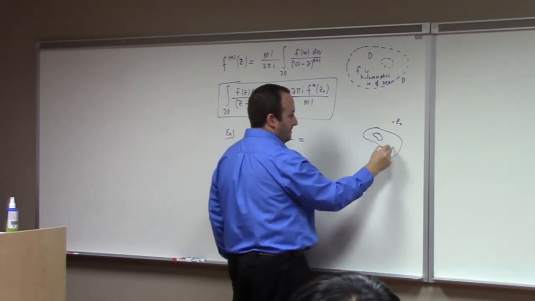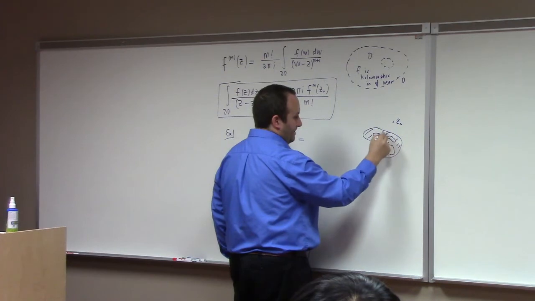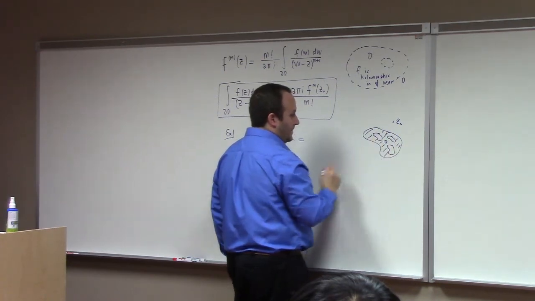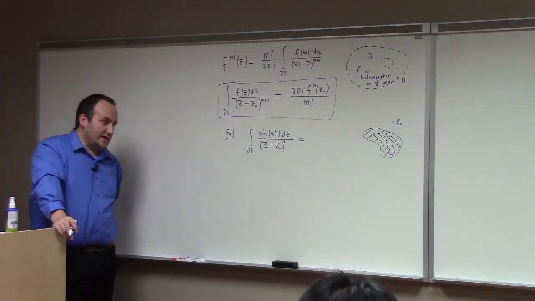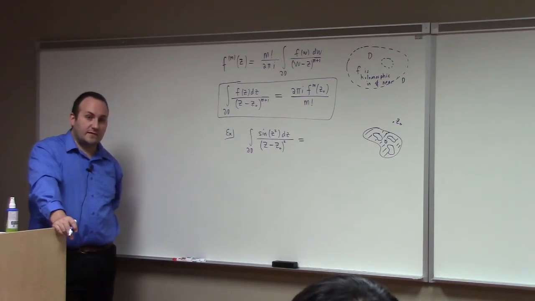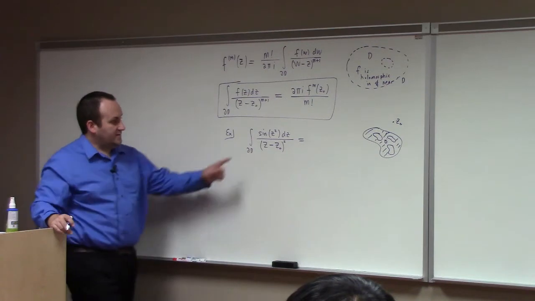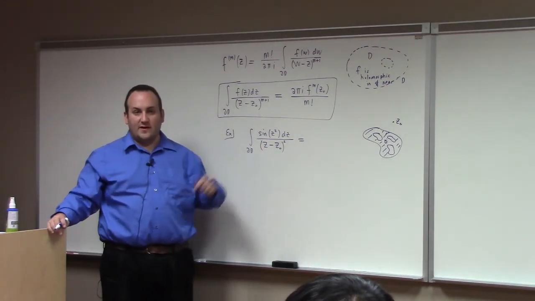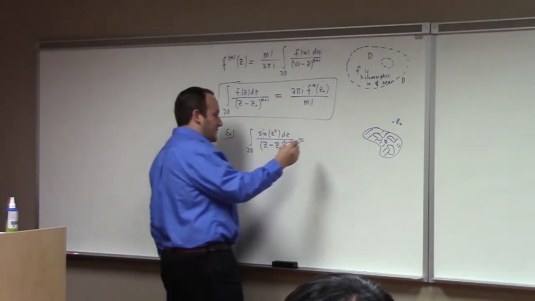This is D. There could be some holes in it. I don't care, whatever. The point is that z naught is outside of the region. What's the integral? The integral is 0, right? Because this function is holomorphic on that domain. So by Cauchy's integral theorem, not formula, just the theorem we proved at the start last class carefully, this is 0. Done.